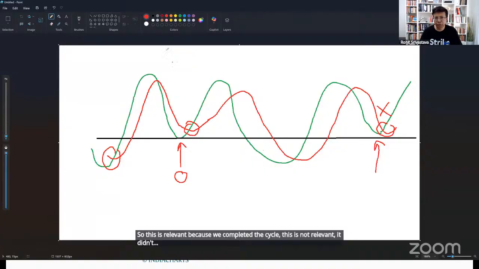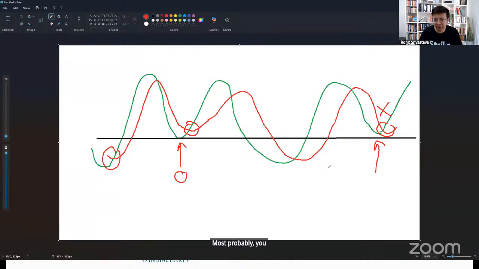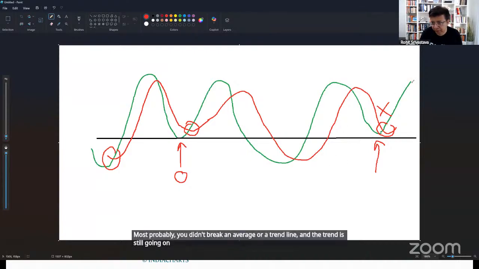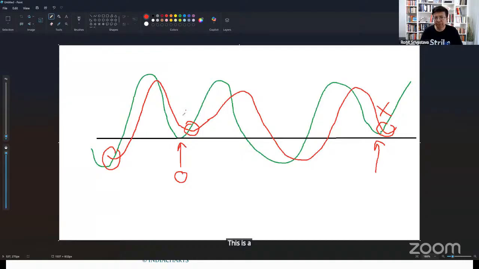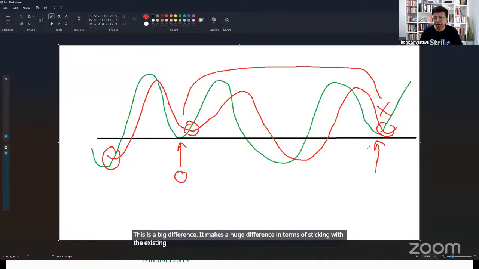It is still, this move is still part of the previous cycle. Most probably the trend is not complete. Most probably you didn't break an average or a trend line and the trend is still going on higher. This is a big difference. It makes a huge difference in terms of sticking with the existing trend, not buying into FOMO, not buying at the end of a trend.